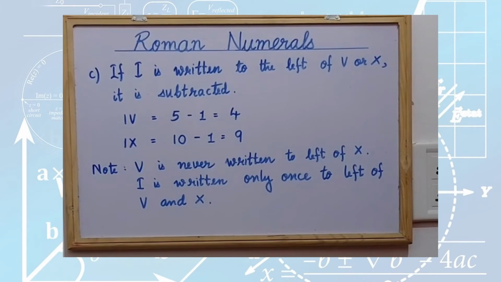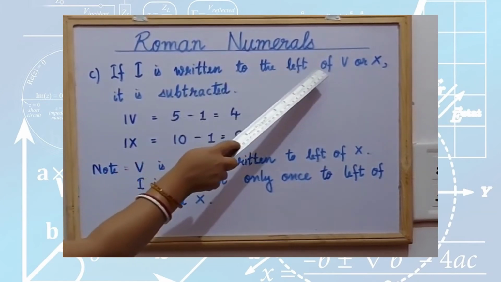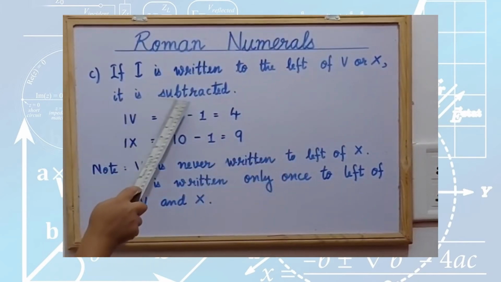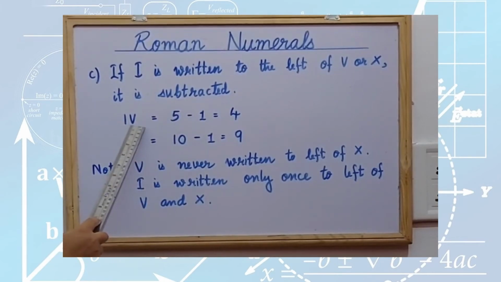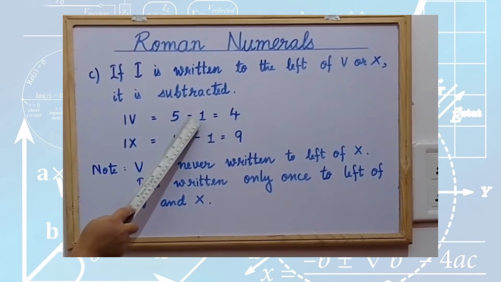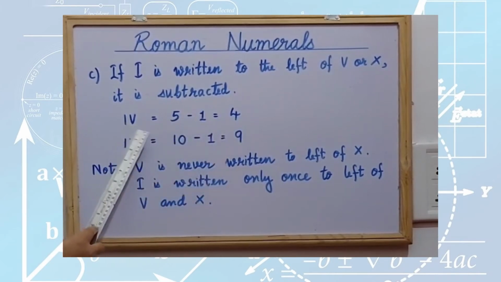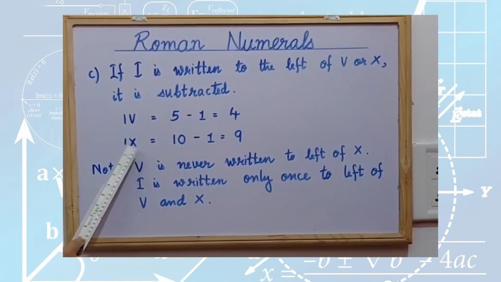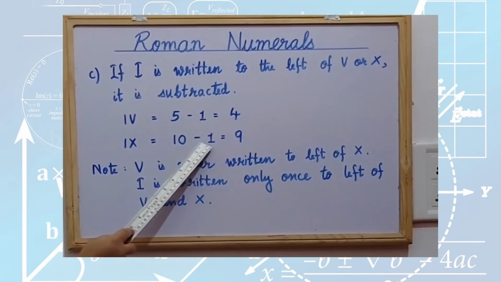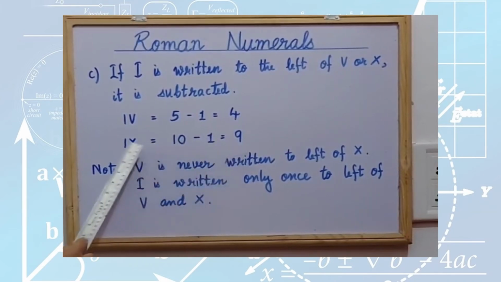Children, the third rule which we are going to study today is: if I is written to the left of V or X, it is subtracted. For example, we have written V and here we have written I. So it is at the left of V. So it will be subtracted. For example, 5 minus 1, it will be 4. Here again children, we have written X and then I is written at the left side of the X. So we are going to subtract it. 10 minus 1, this will become 9.